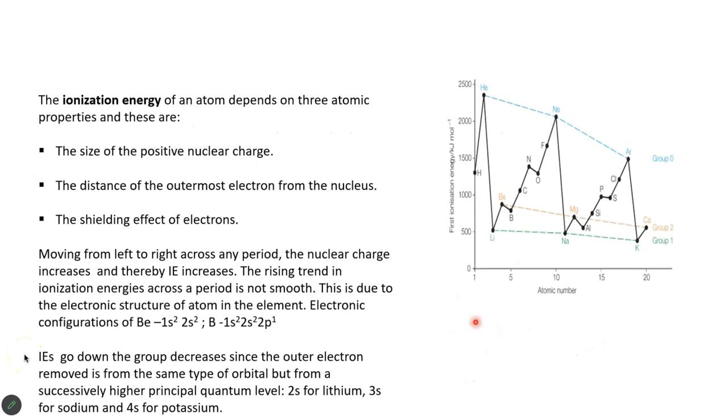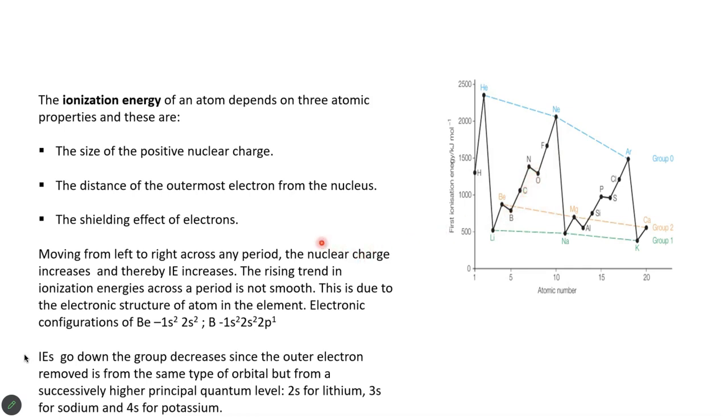Well, I talked about ionization energy and showed what ionization energy is. This ionization energy depends on three atomic parameters: the size and positive nuclear charge, the distance between the outermost electron and the nucleus, and the shielding effect of electrons. If we go quickly, we can see that it rises, and then again it falls back in period 1, and then in period 2 it rises and rises with some breaks here and there. I say this break is due to the electronic configuration.